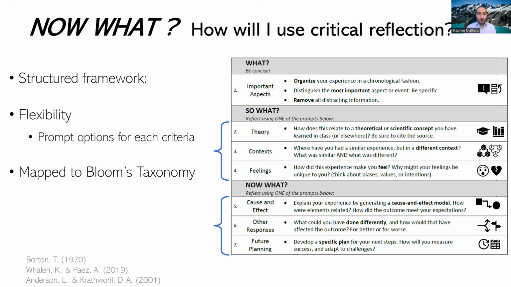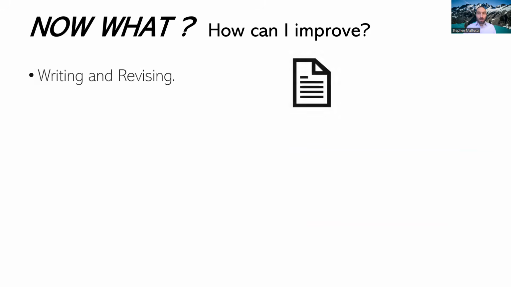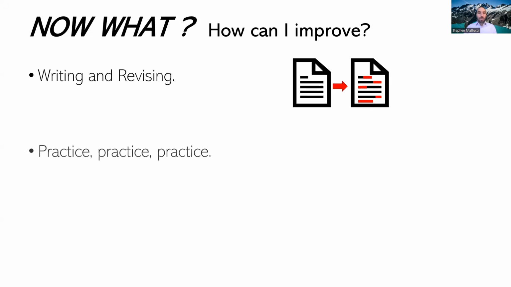As you're working on critical reflection, you might be wondering, how can I improve? How can I get better at this? A few ways to do that. First of all, writing and revising. All of the critical reflections we're doing will be written critical reflections. And so coming back to these and revising these is a great way to improve.